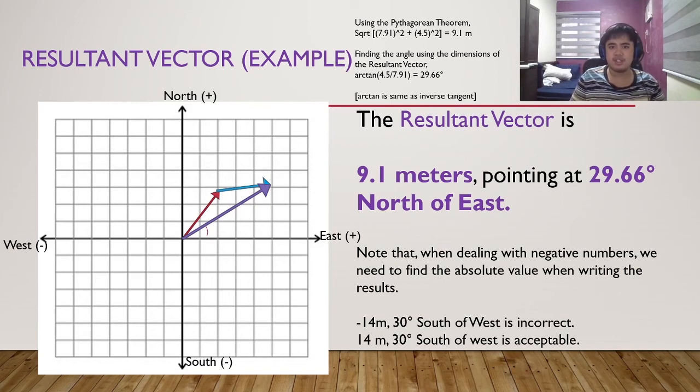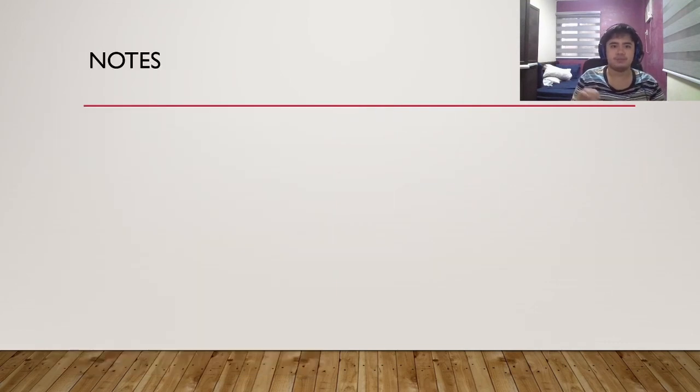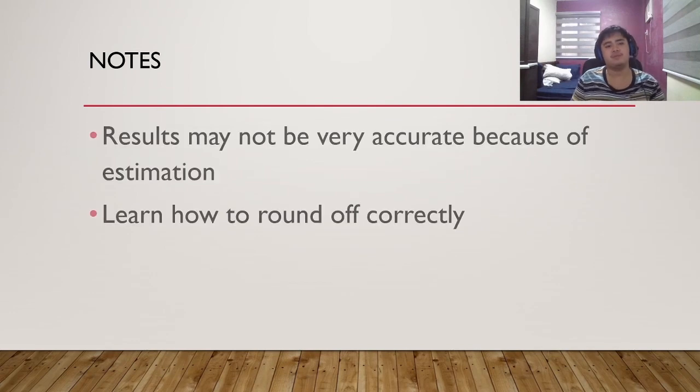Note that when dealing with negative numbers, for example, if your answer is a negative number, for example, negative 14 meters, then 30 degrees south of west, that is not correct. We need the absolute value. So we need 14 meters instead of negative 14, then south of west. That is acceptable. Notes. The results may not be very accurate because of estimation.